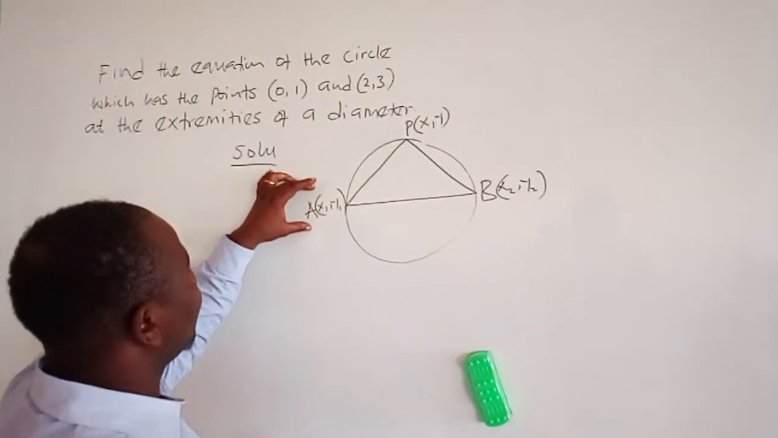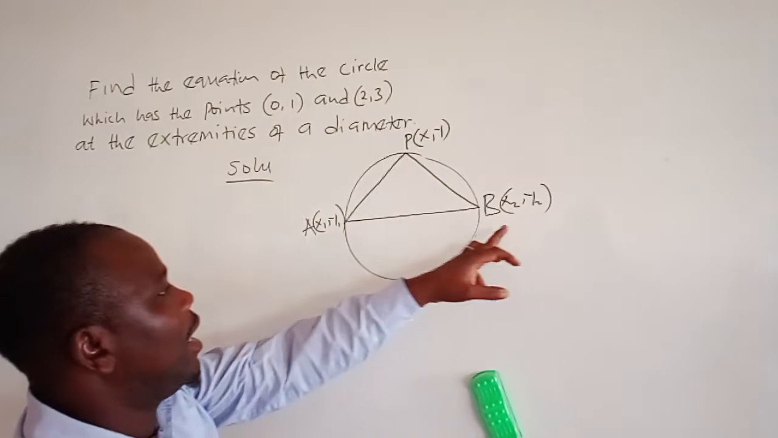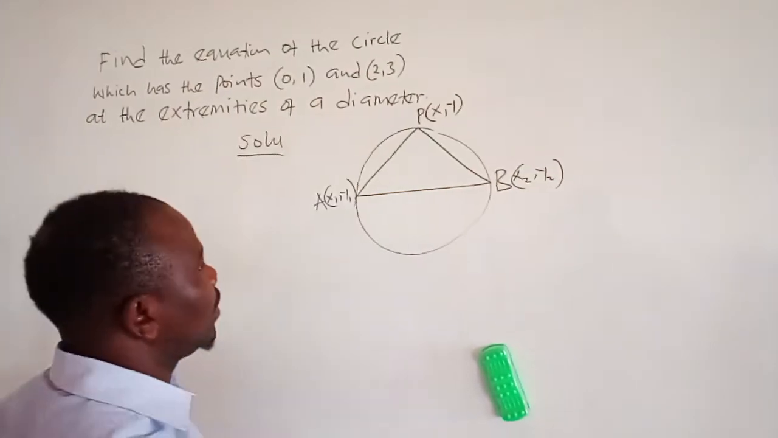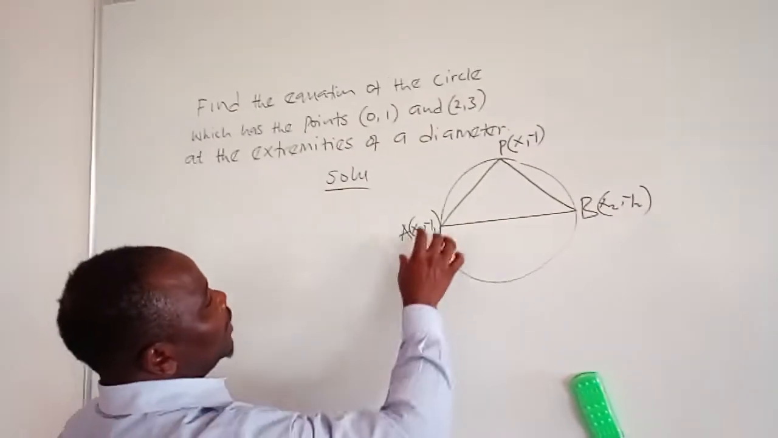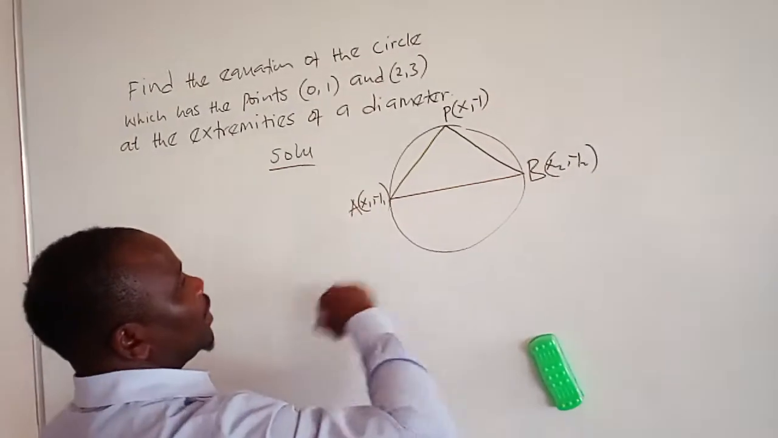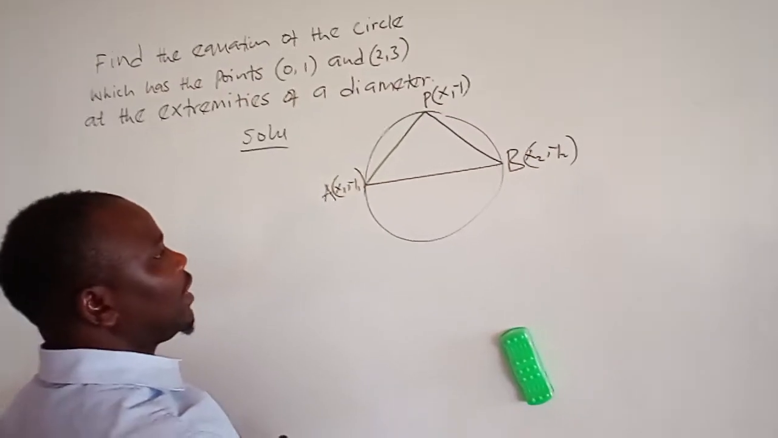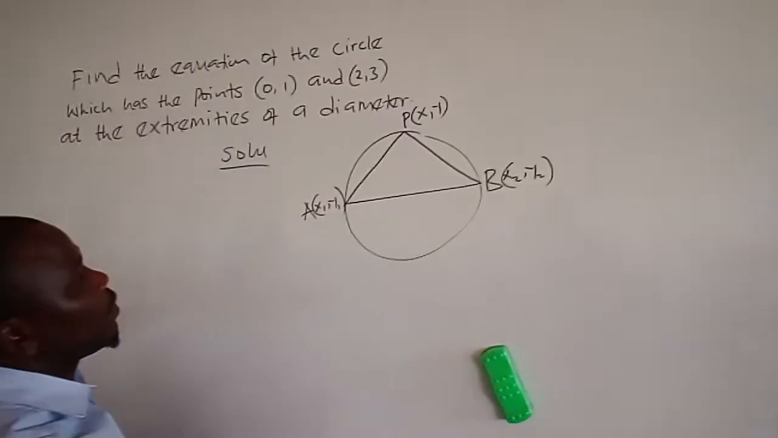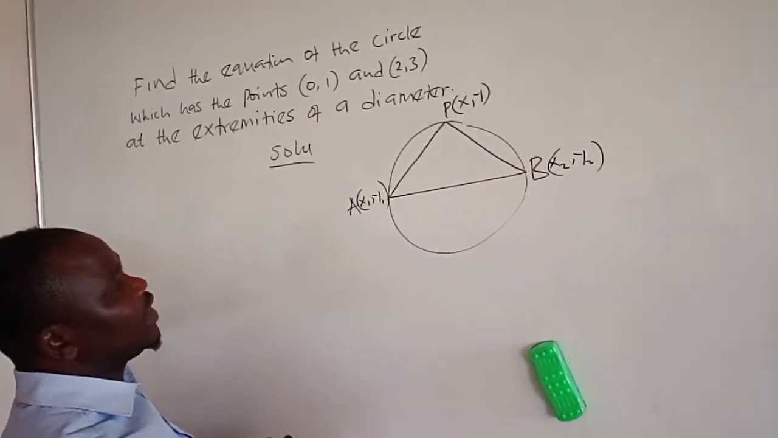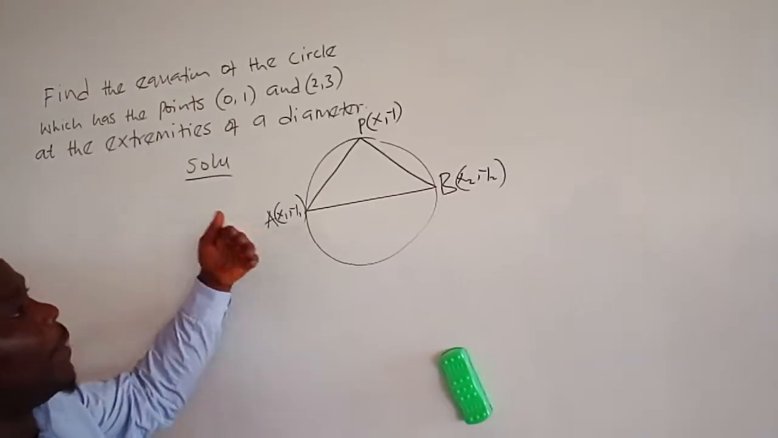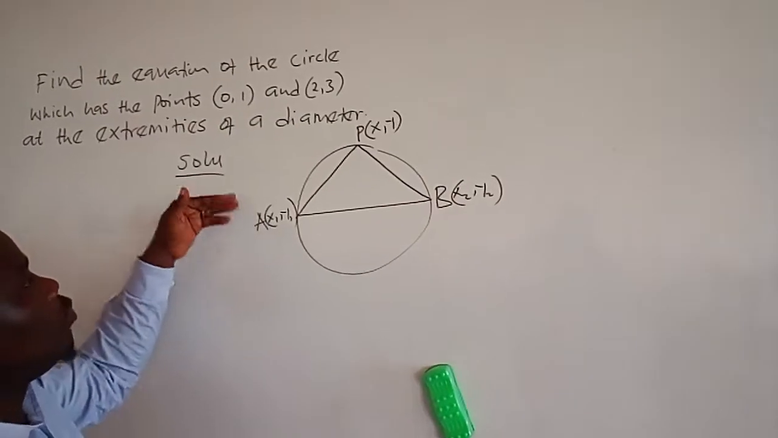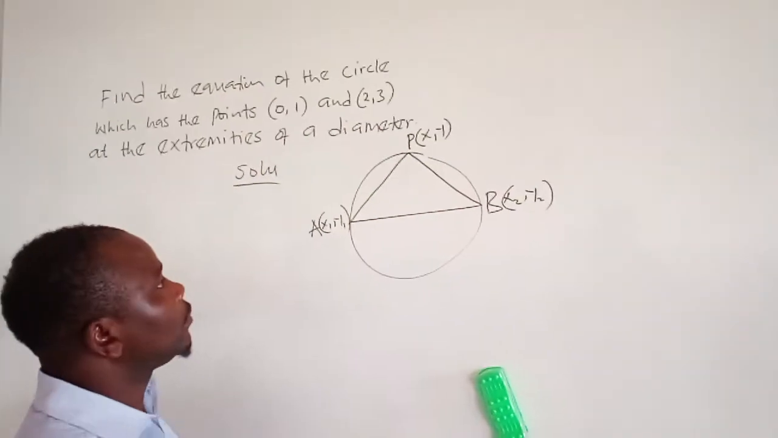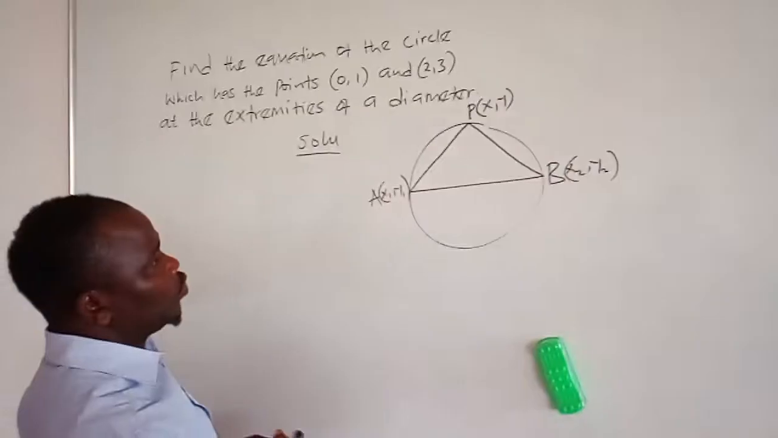You discover that we have AB and we also have BP. Look at the lines AP and BP. You discover that they are perpendicular. Do you understand with me? Do you agree with me? So if they are perpendicular, it implies that the product of the two slopes must be equal to -1.